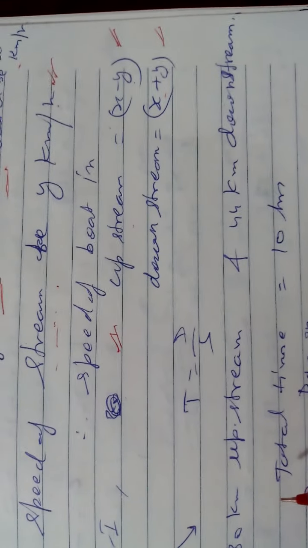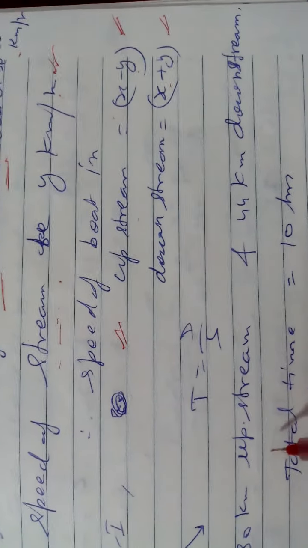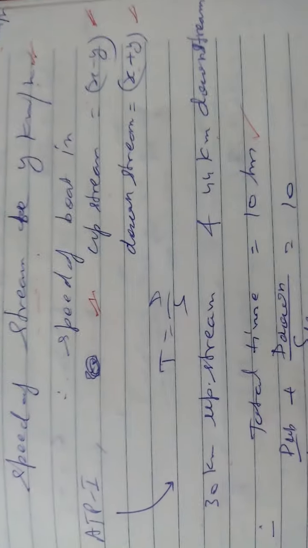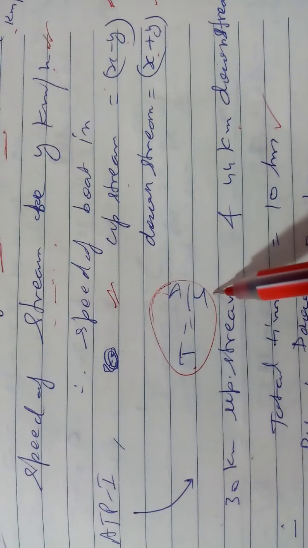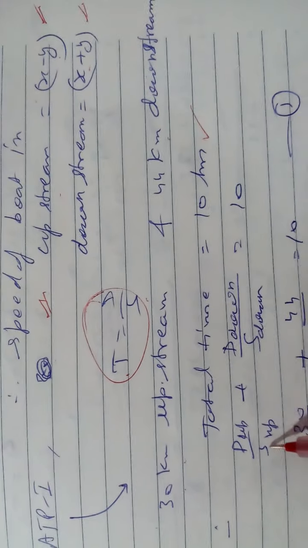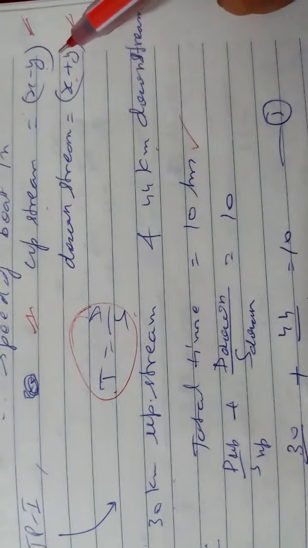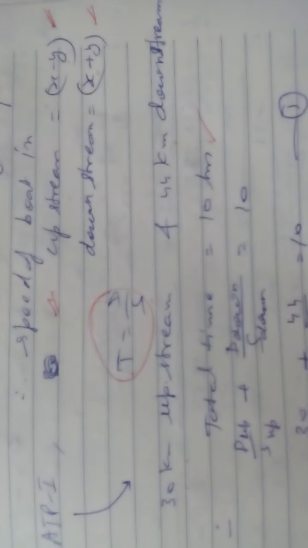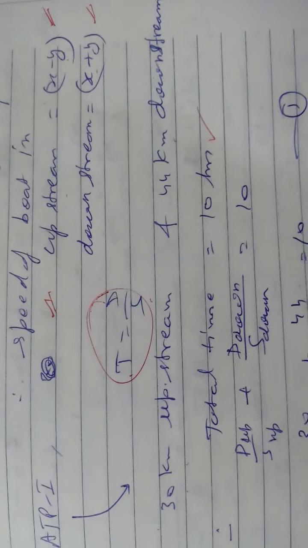The first question is saying the boat goes upstream 30 km and downstream 44 km, together in 10 hours. So this is the formula: time equals distance upon speed. Distance is 30, and the speed is the upstream speed. Up means x minus y. So 30 upon x minus y plus 44 upon x plus y equals 10.